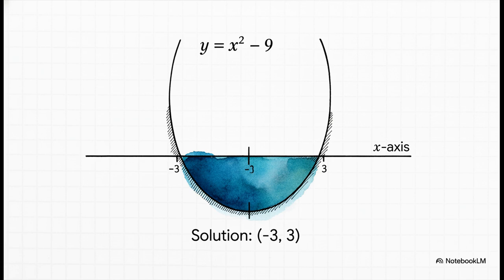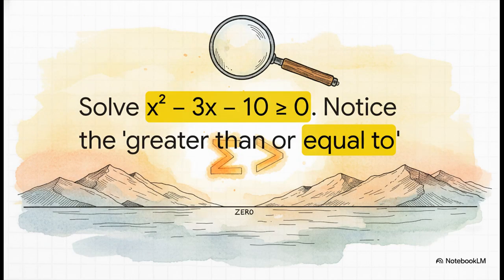You know, a good way to visualize this for a less than problem is to think of the parabola as a bridge. We're looking for the part of the bridge that dips below the water, and that's the part between negative 3 and 3. Okay, let's level up just a little bit. Here we've got a slightly more complicated quadratic, and notice that sign, it's greater than or equal to.